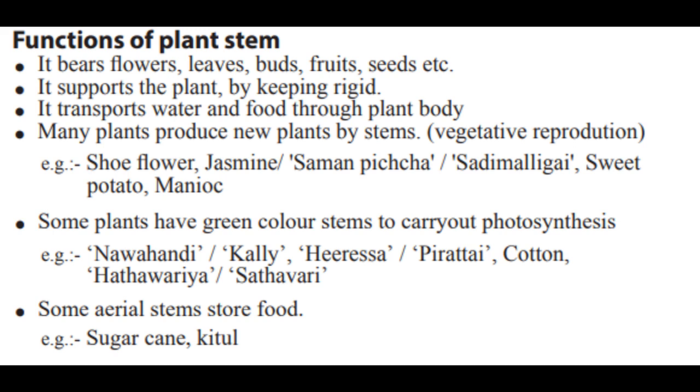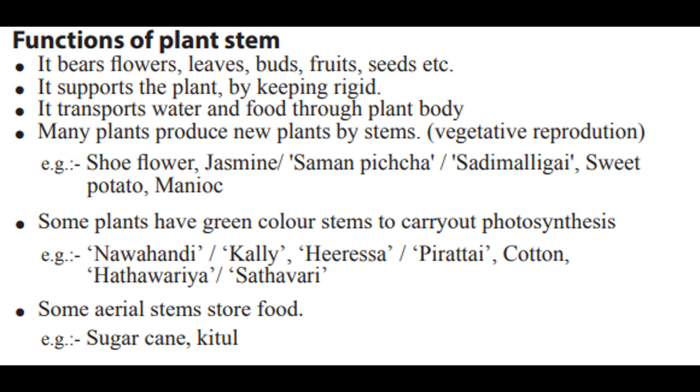Vegetative propagation or vegetative reproduction, production of new plants. So examples, rose, shoe flower, those types of plants can produce new plants using the stem, right? And storage of food, examples, sugar cane, ketala, right? And photosynthesis. Green color parts of the plant can do photosynthesis. Therefore, green color stems can do photosynthesis. Understand, children? I hope now this is very clear.